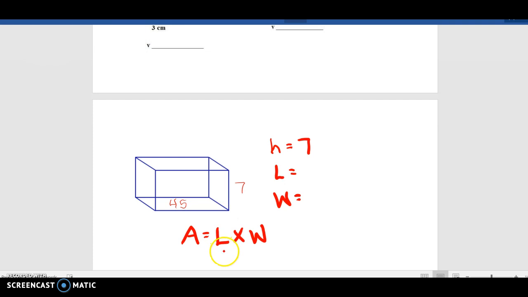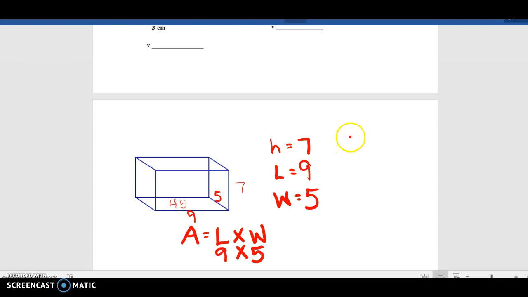So 9 times 5 is 45. Those are some factors that make 45. So this makes more sense to be 9. If that's 7, this is a little bit longer. And this makes sense to make that 5 because it's a little bit shorter. And so we have a length of 9, a width of 5, and a height of 7. So the only difference is we have to do a little bit more work to find the dimensions.